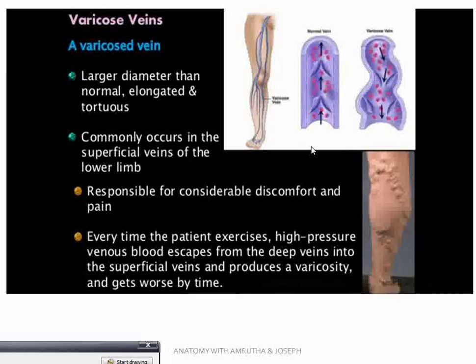Varicose veins are a clinical condition associated with the veins of the lower limb. Varicose veins have a larger diameter than normal, and are elongated and tortuous. They commonly occur in the superficial veins of the lower limb, and are responsible for considerable discomfort and pain. They can even lead to gangrene. Every time the patient exercises, high pressure venous blood escapes from the deep veins into the superficial veins and produces varicosity, which gets worse with time.